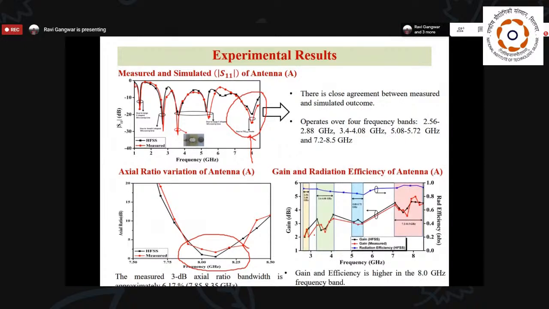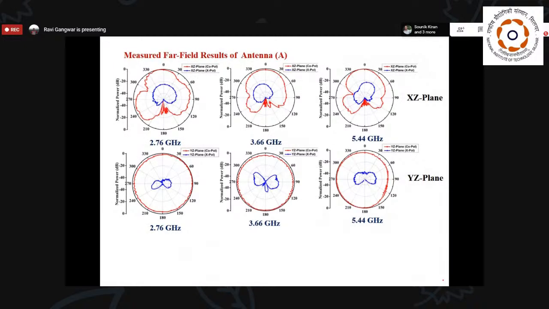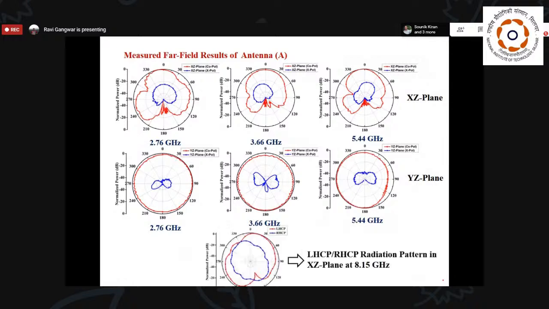Now the gain and radiation efficiency analysis. Here you can see that we get good gain and better than 80% efficiency throughout all the different bands. We also get good gain in the higher mode, which is generated by the dielectric resonator antenna. As we already know, the DRA offers better gain as compared to microstrip antennas.